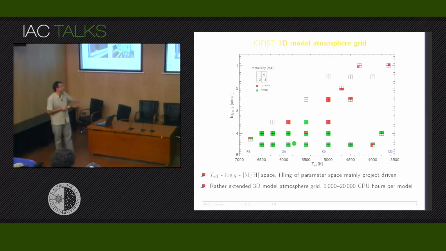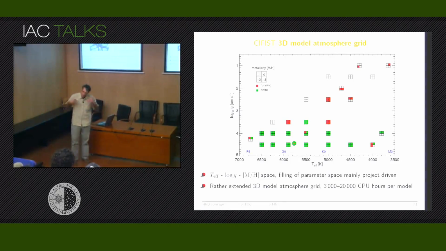All in all, we are now at a model count of about 60. Green means the models are completed. Red are ones that are at the moment running. This roundish thing marks the location of the sun. And I should say that each of the gravity effective temperature pairs is split into 4 sub-squares, indicating stars of various metallicity, ranging from upper right, solar metallicity, and going then down in factors of 10 to minus 1/10, 1/100, 1/1,000 solar metallicity.